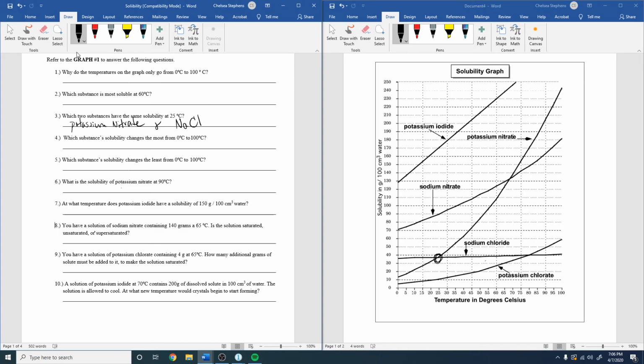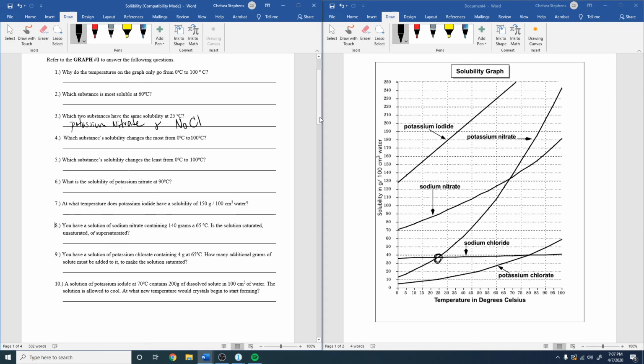Which substance's solubility changes the most from 0 to 100? This will naturally be the one with the greatest curve, so potassium nitrate. Which solubility changes the least from 0 to 100? Look at the sodium chloride. It is like a straight line. It does not matter how hot you get sodium chloride, salt. According to this graph, it doesn't matter if your salt is barely above freezing or boiling. You can only put so much salt in there.